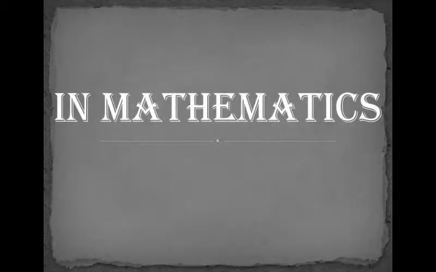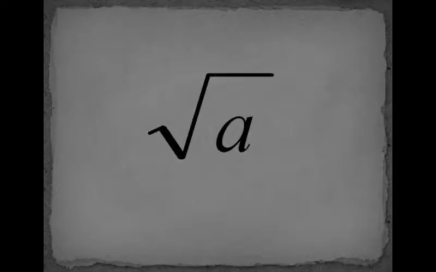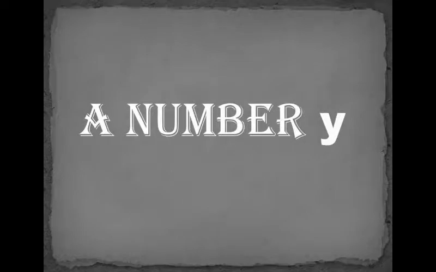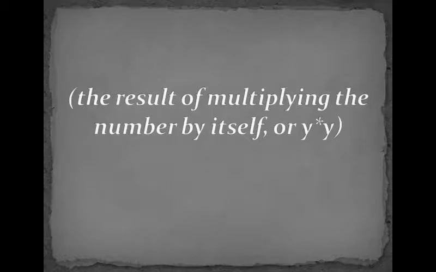In mathematics, a square root of a number a is a number y such that y squared is equal to a. In other words, a number y whose square, the result of multiplying the number by itself, or y times y, is a. So first, we must know the perfect squares of a number.